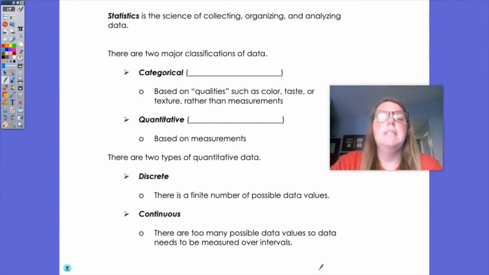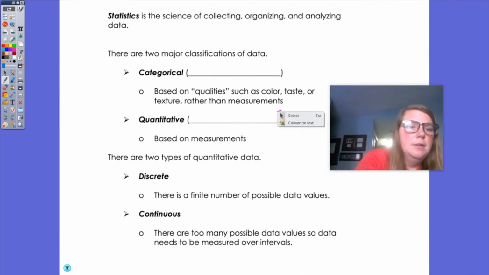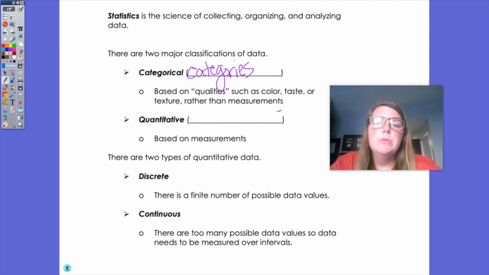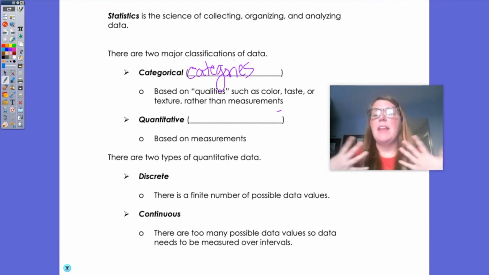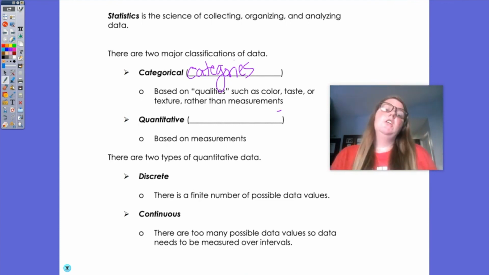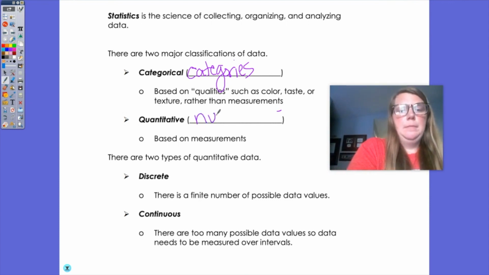So when we talk about data, it's broken into two main categories. Categorical data, obviously categories. So when we're talking about categories, we're talking about what's your favorite color, what's your favorite animal. We're talking about putting people in categories based on things, not necessarily numbers of things. So quantitative is the opposite. So we're talking about numerical.